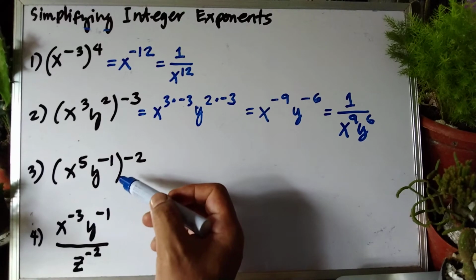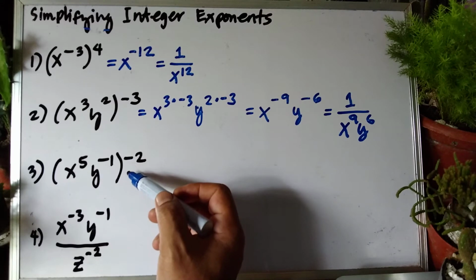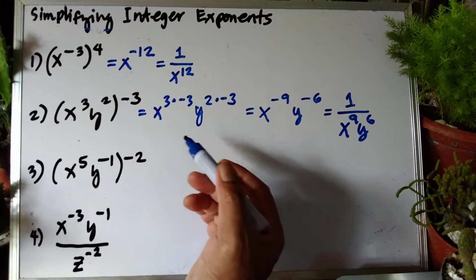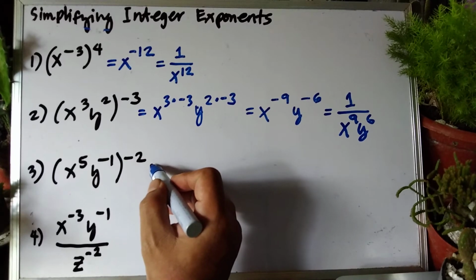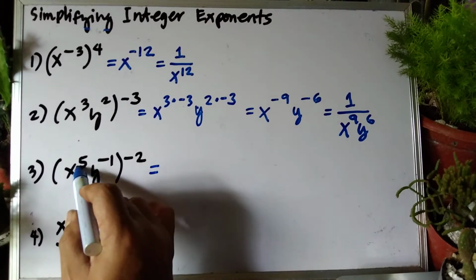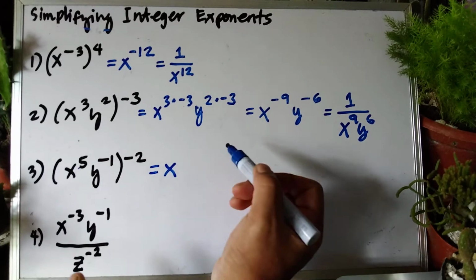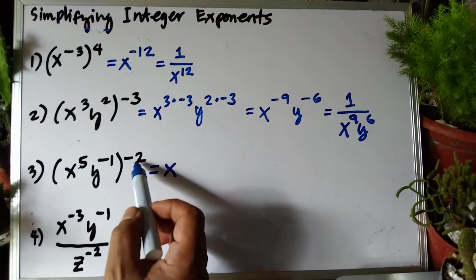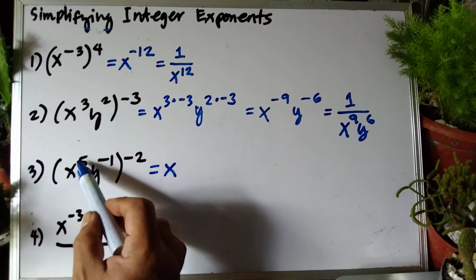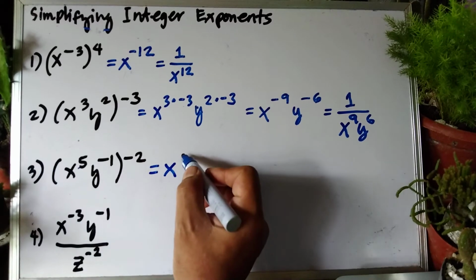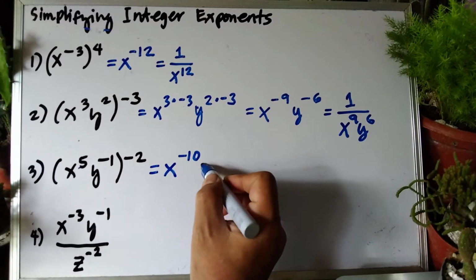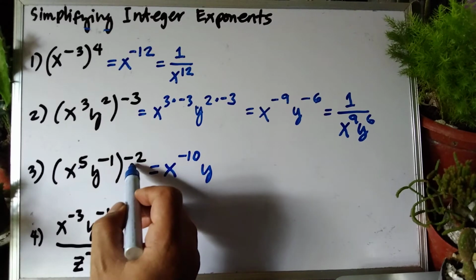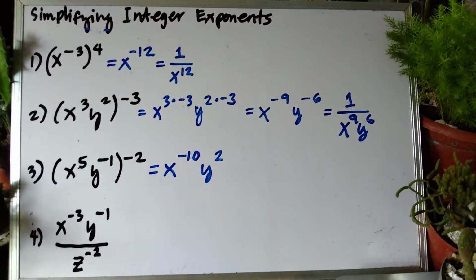Okay, we have here x to the fifth, y to the power of negative 1 raised to the negative 2 power. Okay? Again, it's just the same as number 2. We will answer this directly because this is just the same as number 2. So, all you need to do is distribute the exponent negative 2. So, 5 times negative 2, you have negative 10. Copy y. Negative 1 times negative 2, you have 2. Okay? Klaro?